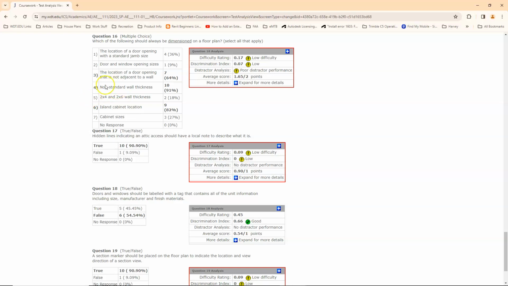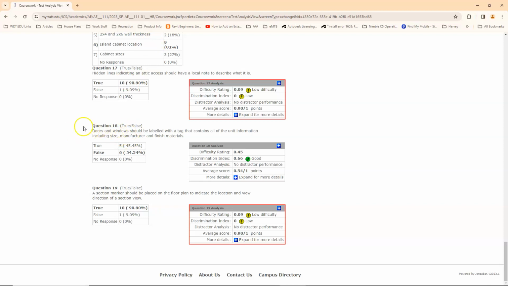And I did want to just circle back to number 4, non-standard wall thicknesses. Standard would be 2x4 and 2x6. For non-standard wall thicknesses, if we had to put in a 2x8 wall or something like that, maybe we would put a dimension on that.